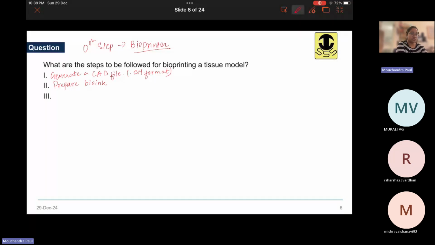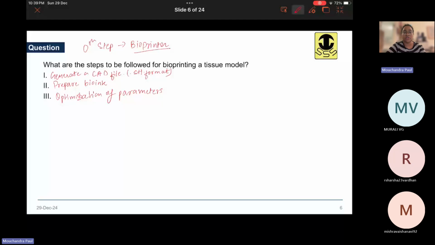So that's why there should be a third step here where you will do optimization of parameters, right? You will try to check different concentrations of bioink, and how those concentrations work well with different parameters of the bioprinter itself. Depending on what type of bioprinter, your parameters will differ.